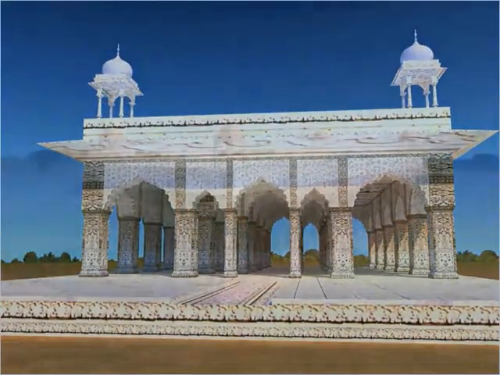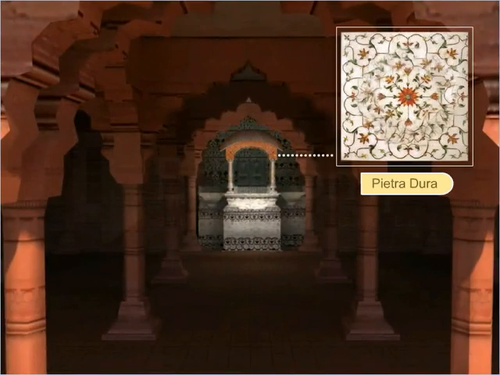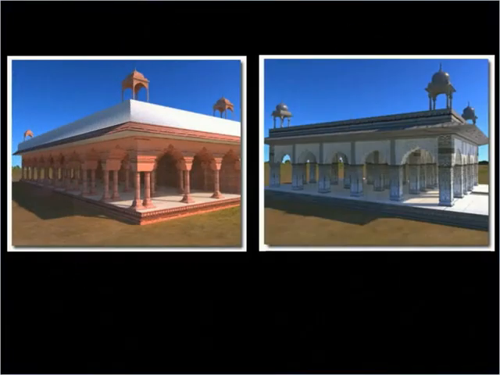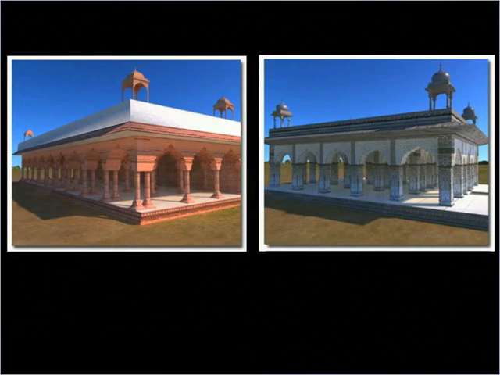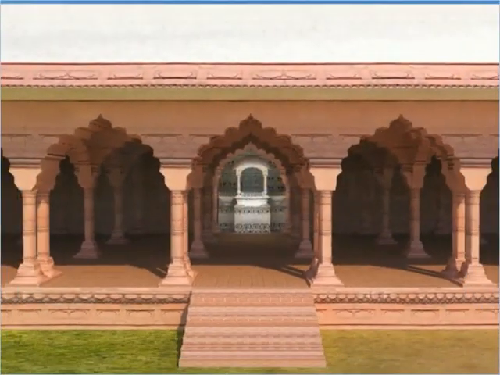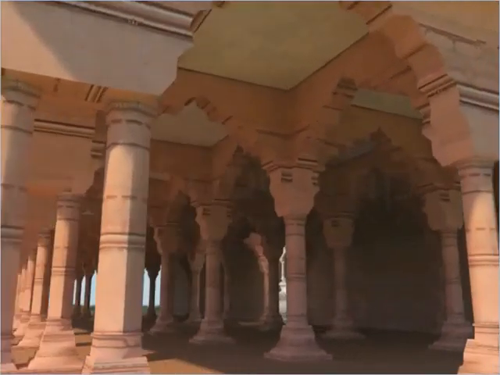Close to the Diwan-i khas is the Diwan-i Aam, which was a place that the emperor used for public gatherings. An ornate throne of the emperor is placed at the Diwan-i Aam. This throne is decorated with pietra dura inlays. The Diwan-i Aam and the Diwan-i khas are also called Chihal Sutan, or 40-pillared halls. As the Diwan-i Aam was meant to house a large audience, its halls provided a comfortable shelter for the emperor's subjects.